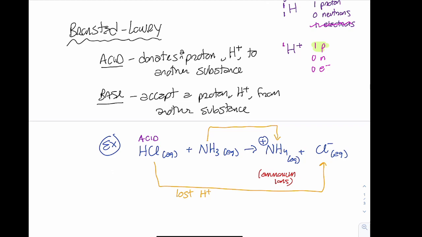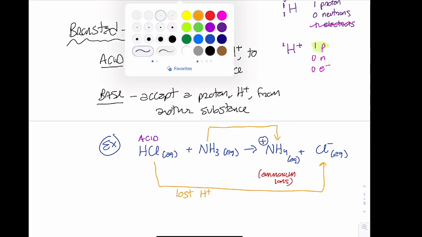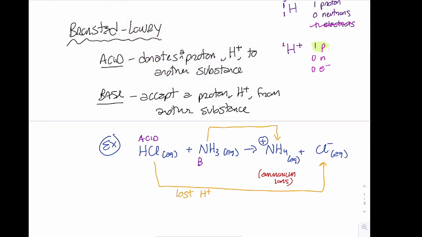Right, I went from nitrogen bonded to 3 hydrogens to nitrogen bonded to 4 hydrogens with a positive charge, making this my base. So the base accepted a proton, right? I had 3 hydrogens. Here I have 4 plus that positive charge, right? It's accepting H plus, not just H.